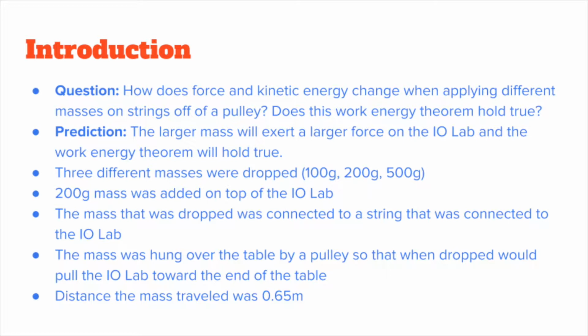For this experiment, 200 grams was added to the top of the IO-lab to make sure it kept in contact with the table. From there, 3 different masses were attached to a string on a pulley. The weights were then dropped, and the string pulled the IO-labs a distance of 0.65 meters. The pulley was used to get a constant force, and the IO-lab measured the velocity and the force.